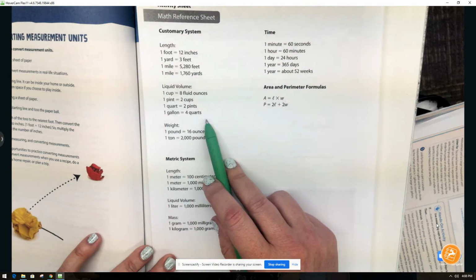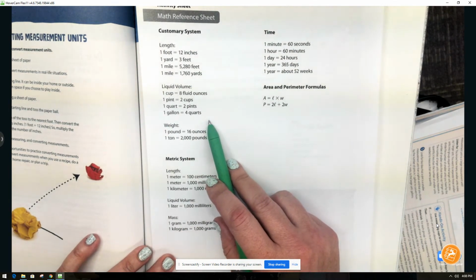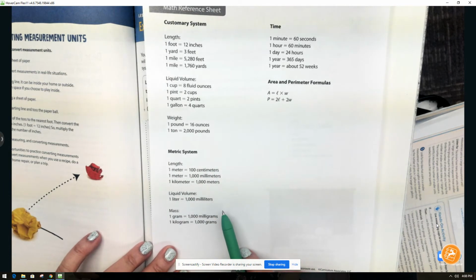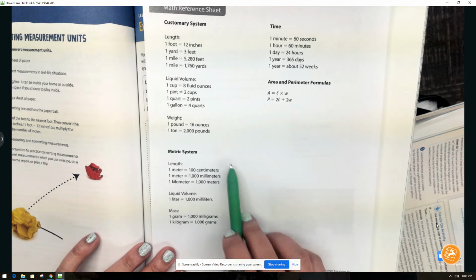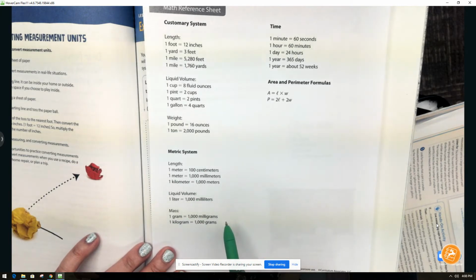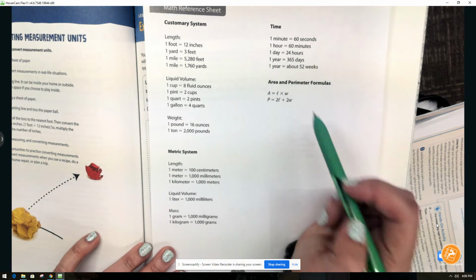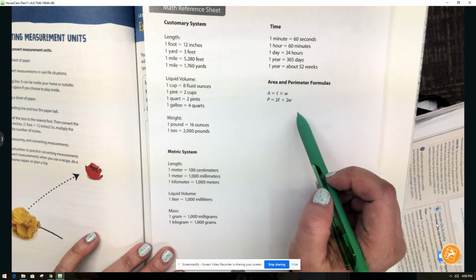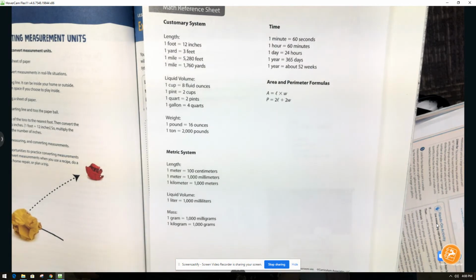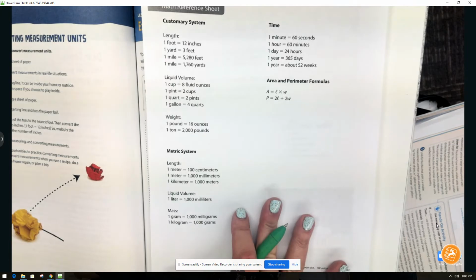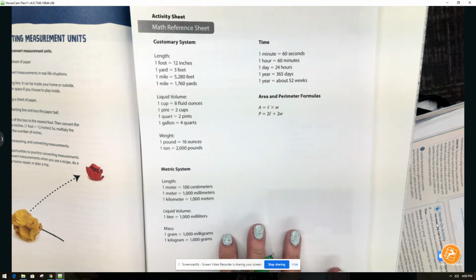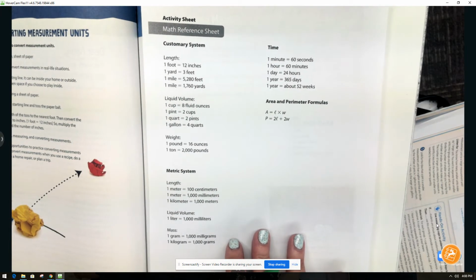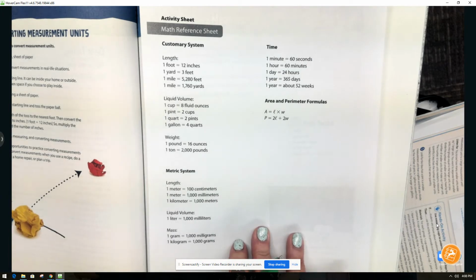We have our customary system, which is the system we typically use in the United States. And then we also have the metric system. The metric system is used a little bit more often over in Europe, but it definitely is a system that is still used in the United States. And then we also have our units of time. They've also included the area and perimeter formulas as well in case you need those, but we won't need those right now. So you will definitely want to keep this sheet handy. If you don't have this, you can always check in with your teacher to find out where you can get this from.